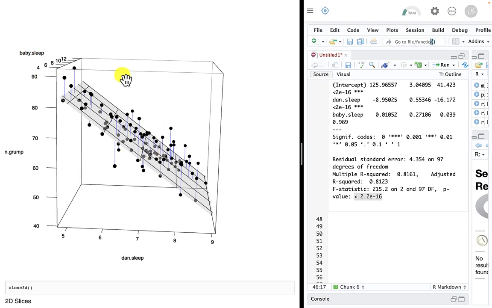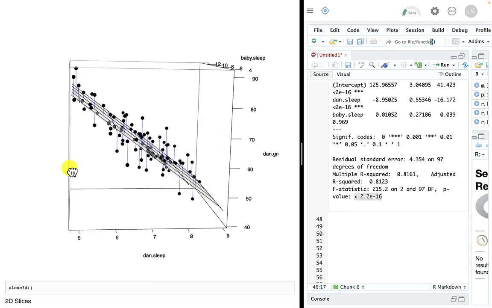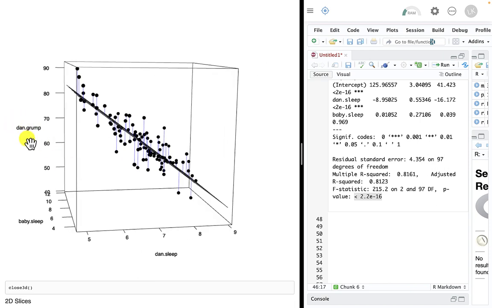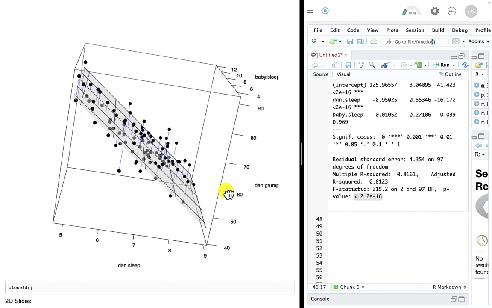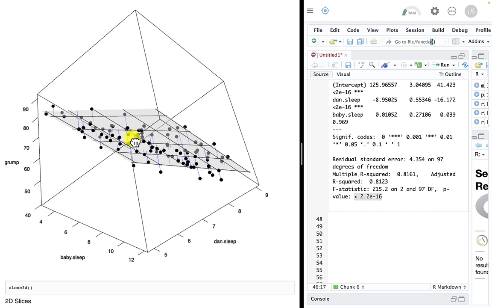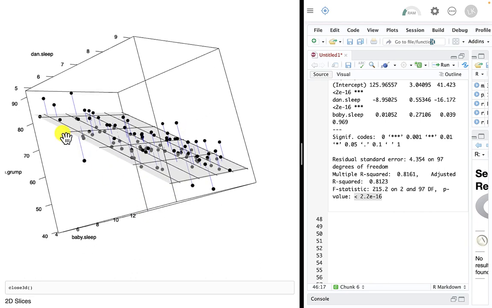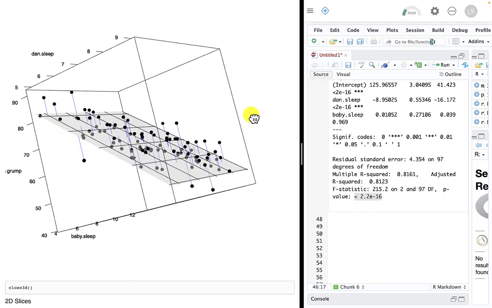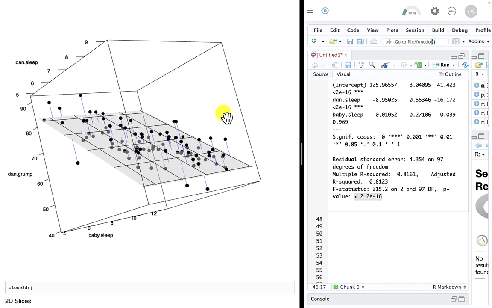It's really hard to see this in 3D, right? And using both of those to explain Dan's grumpiness. And so our model, rather than being a line, is actually, you can see, this plane. And some of those dots come really close to the plane and kind of lie on it. Some of them are farther away.